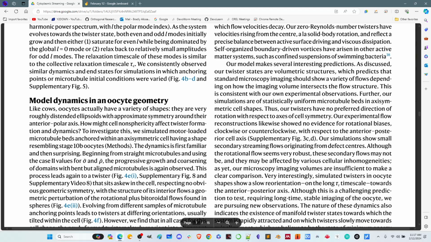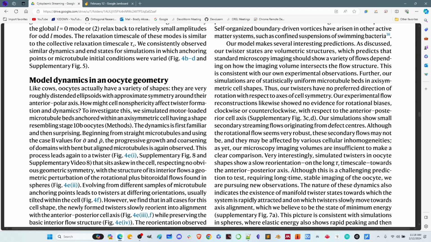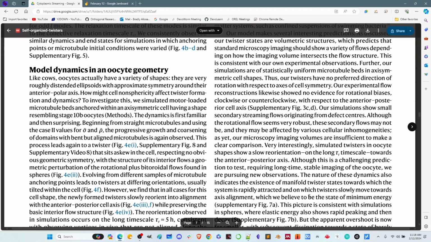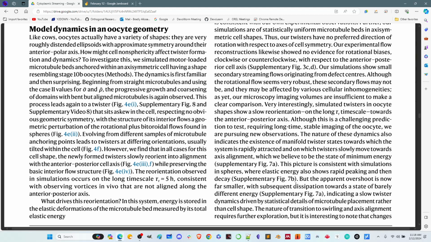Very interestingly, simulated twisters and oocyte shapes show a slow reorientation on the long tau t time scale towards the anterior-posterior axis. So this means that there's a reorientation towards the geometry and the symmetry of the cell over time, which is interesting. And it may make sense because this gets aligned with the cell shape as it moves around. The dynamics will sort of gravitate towards the path of least resistance. The nature of these dynamics also indicates the existence of a manifold twister state towards which the system is rapidly attracted and on which twisters slowly move towards axis alignment, which we believe to be the state of minimum energy. So this, again, is about energy minimization over time. This picture is consistent with simulations in spheres, where elastic energy also shows rapid peaking and then decay. And of course, you can have overshoot, but when you align with the geometry of the cell, the symmetry of the cell, you can limit that overshoot.